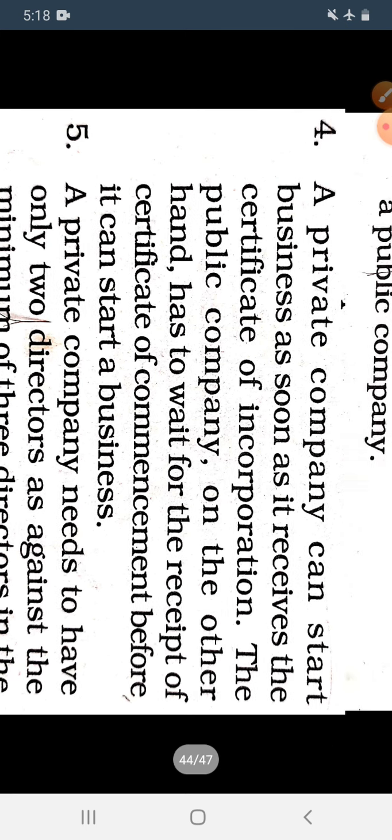A private company needs to have only 2 directors as against the minimum of 3 directors in the case of a public company. In a private company there should be only 2 directors for the management of the company, but in the case of a public limited company, there should be 3 directors in the management of the business.